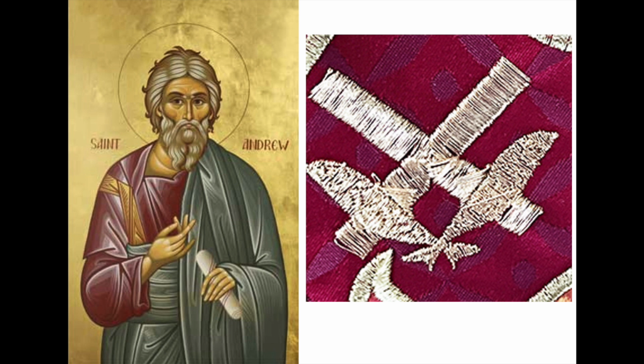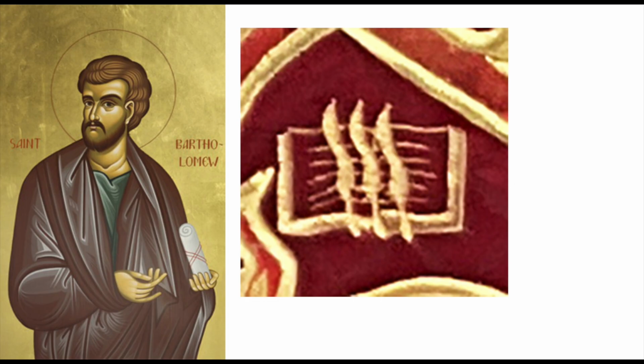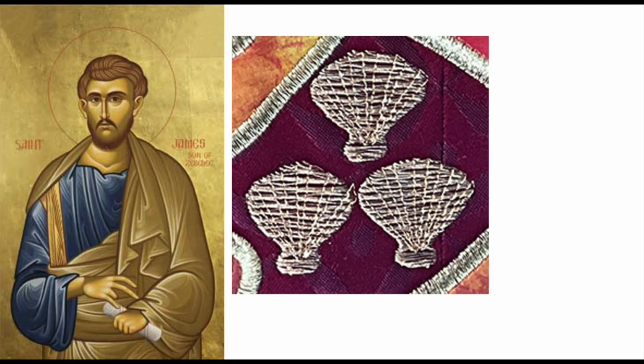Andrew is represented by his original profession as a fisherman, along with the saltire cross on which he was martyred. Bartholomew was flayed alive, hence the knives, laid on the open Bible because of his work preaching about the life of Jesus. There were two Jameses.